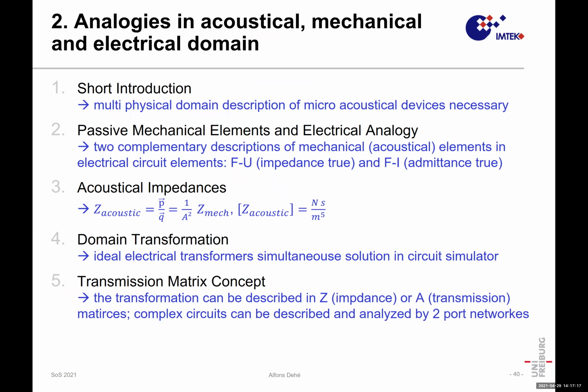Okay, this is maybe wrapping up for today. Try to get you an idea about this multi-physical domain description of acoustical devices, give you insight into the passive mechanical elements and electrical analogy. Very often we will use the force voltage analogy later on in the description of a microphone. To do so, we use the acoustic impedances, which is pressure over flux, or mechanical impedance over area squared. And as said, we have a dimension of Newton-seconds per meters to the 5th.